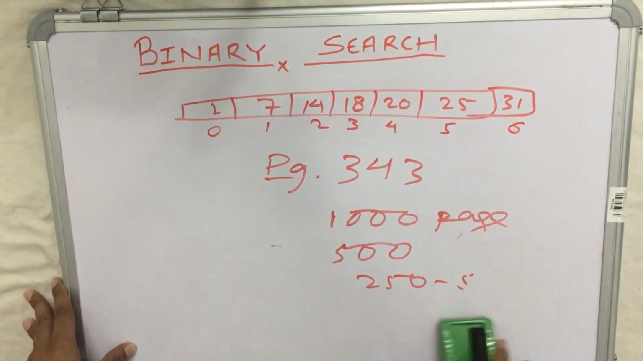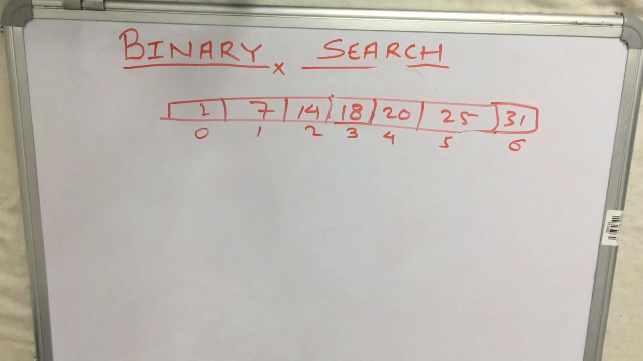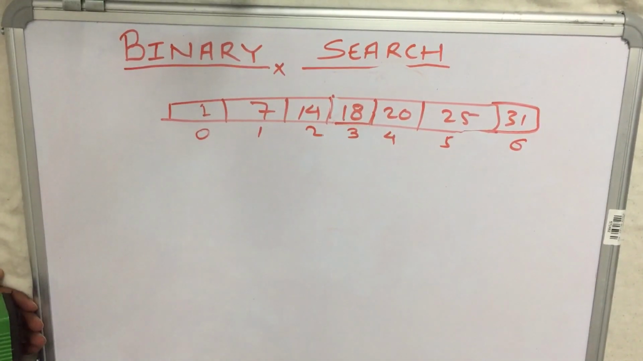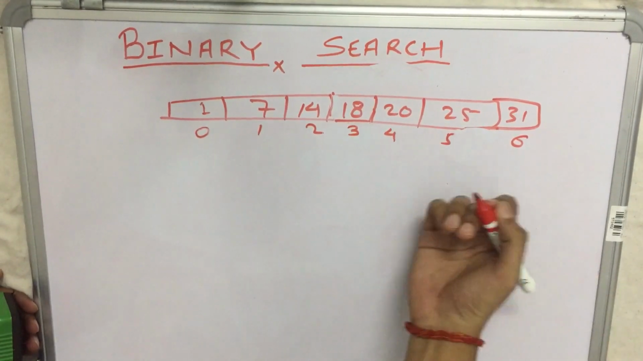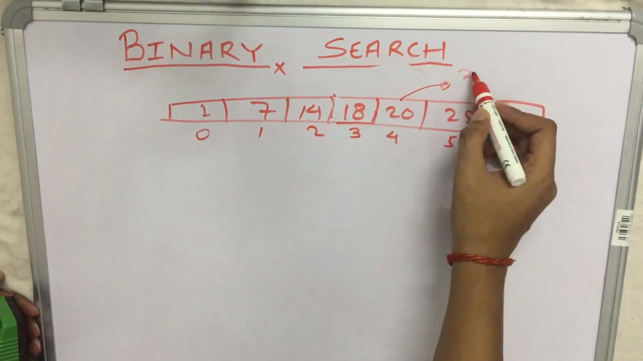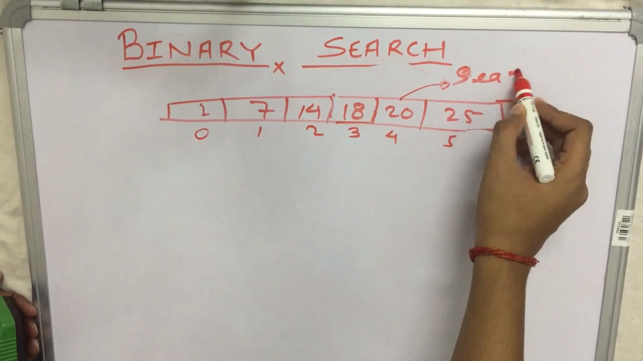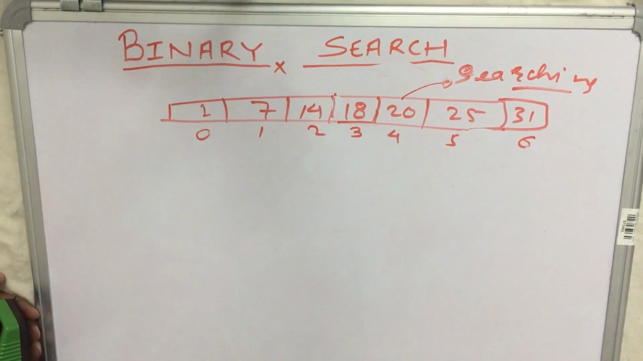Let's see how this applies to this array. Let's see what the binary search algorithm looks like. Given this array, we are supposedly searching for an element. Let's suppose 20, it's a good number. So we are searching for the element 20. It is given at index 4.